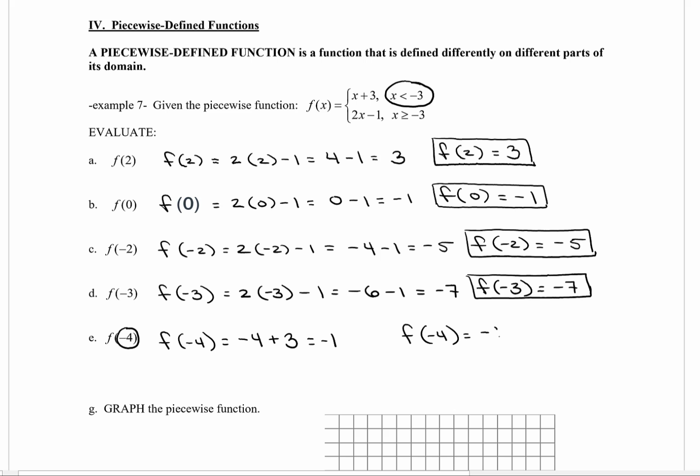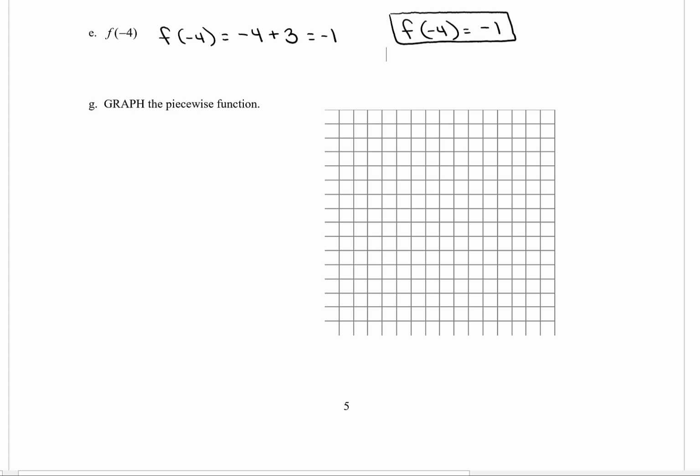So I have evaluated this piecewise defined function at several values of x. Now we're going to graph this piecewise function. So G says graph the piecewise function. I'm going to draw a coordinate plane. First I'm going to draw my vertical y-axis extended to the ends of my graph and draw arrows at the ends. Then I'm going to draw my horizontal x-axis extended to the ends of the graph, draw little arrows on the ends of my axes, then label each one. I'm going to label the vertical y-axis with a y and the horizontal x-axis with an x.